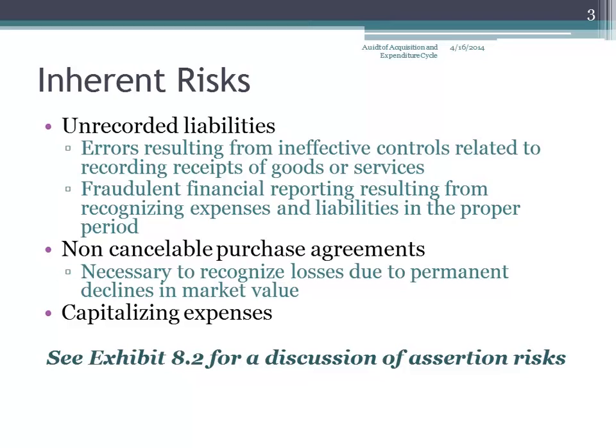So let's take a look at Exhibit A2. Page 320, yes. So what Exhibit A2 does is relate the assertion and the risk as it pertains to the procurement process, or acquisition and payables process.